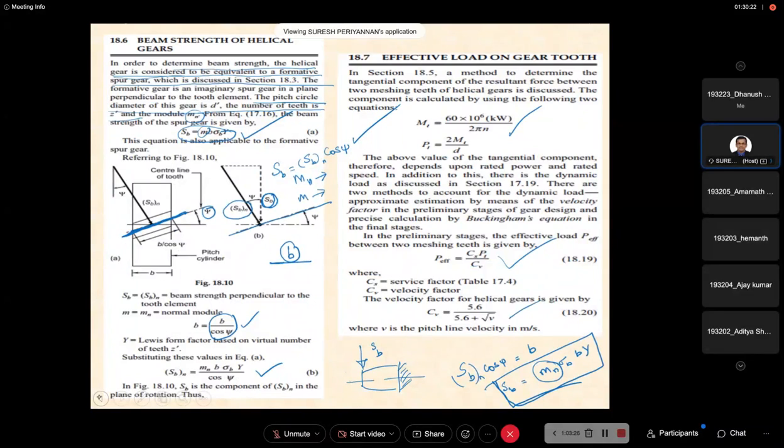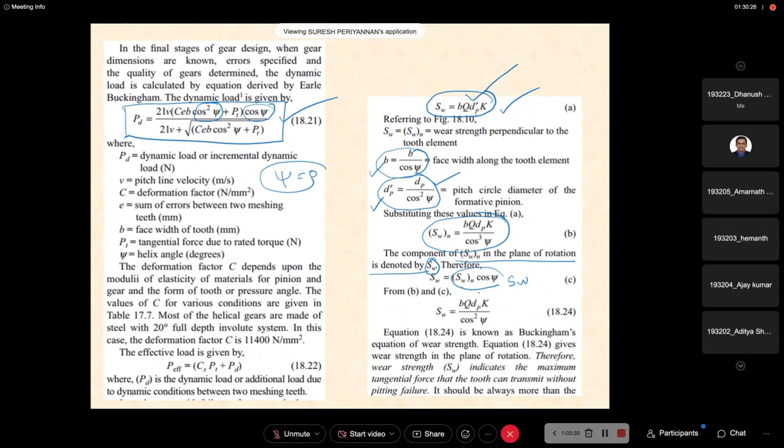Now substitute here and equate this SW and this SW. Finally, we are going to get SW equal to BQ dP by cos squared psi into K, that is, BQ into dP into K divided by cos squared psi. This is the wear strength for helical gear.